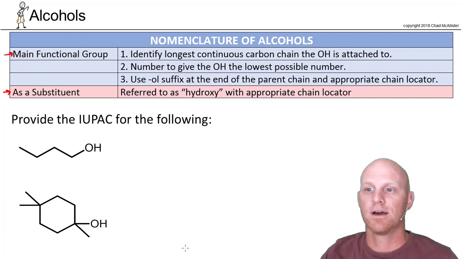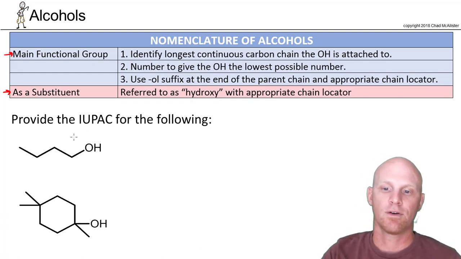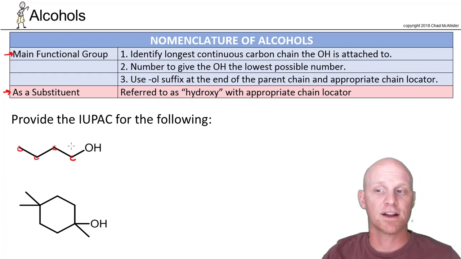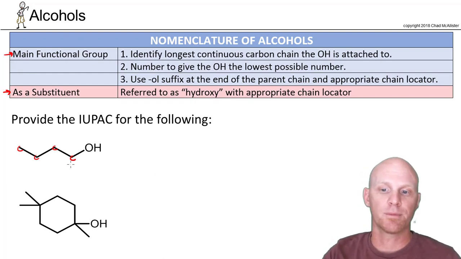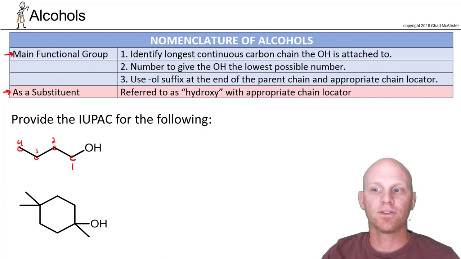First thing you want to do is find the longest continuous carbon chain the OH is attached to. Notice this may not be the overall longest carbon chain, just the largest one the OH is attached to. If we look at this one here, we've got a carbon here, a carbon here, a carbon here, and a carbon here. And so the longest continuous chain the OH is attached to is 4 carbons. We're now going to number this chain to give the OH the lowest possible number, so we'll number it right to left, so 1, 2, 3, and 4. And we're going to use the OL suffix, so OL for alcohol, at the end of the parent chain.